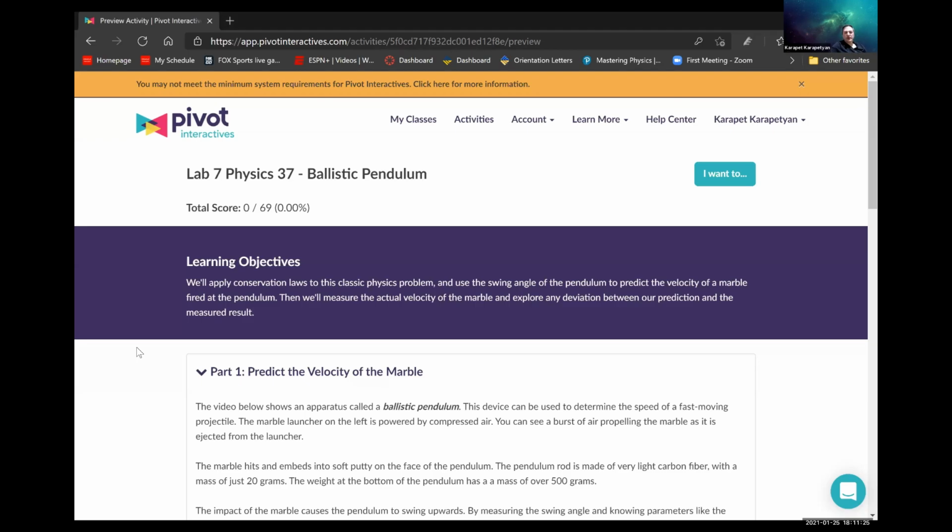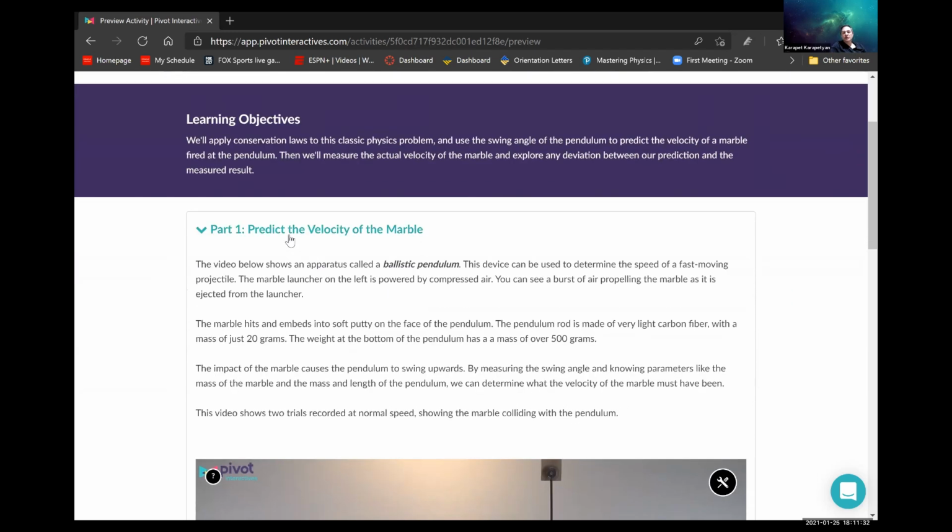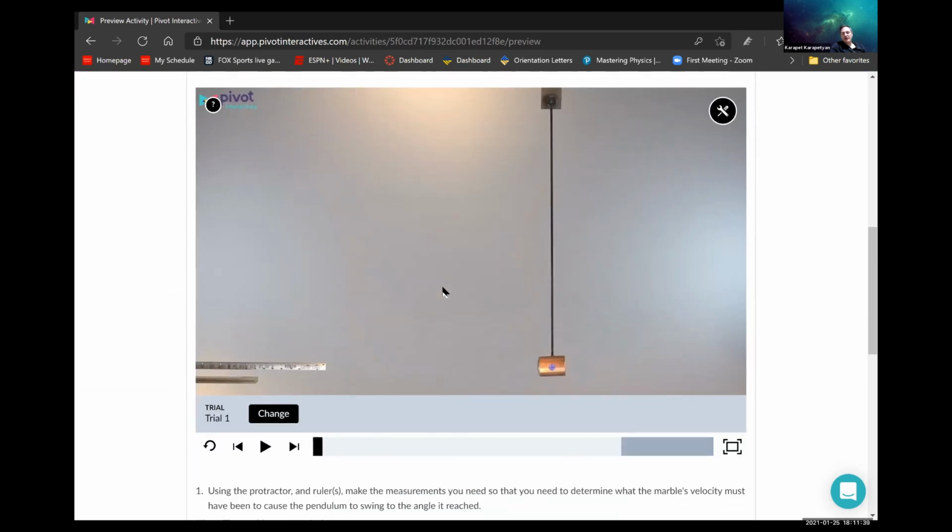So, ballistic pendulum. Again, remember we are applying conservation of momentum with conservation of energy to predict the velocity of, instead of a bullet, a marble. The experiment is very similar. Think of it like this: here we have, let's say, a gun. Here is the gun, and we're going to shoot a bullet from here, and this is our pendulum.